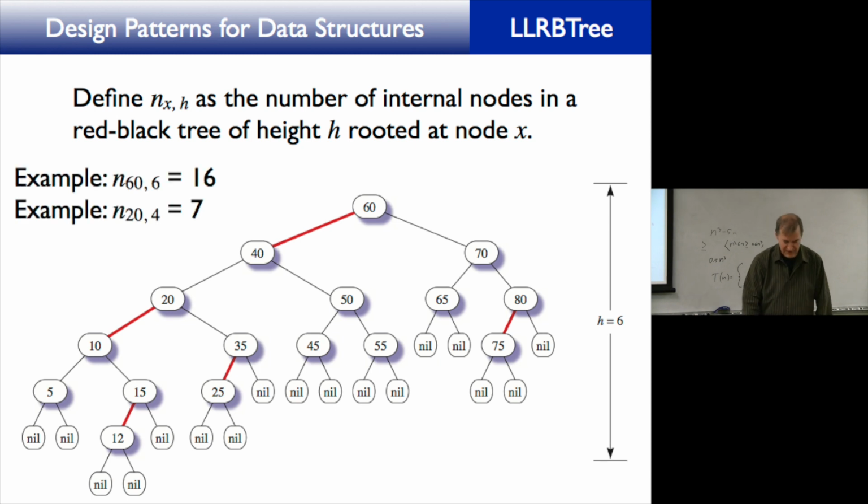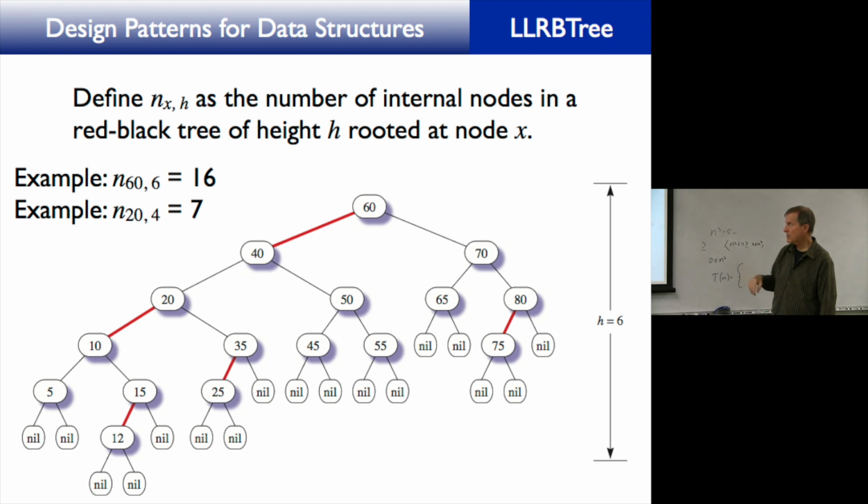Let's do some examples. What is n(60, 6)? It's the number of internal nodes in a tree of height h. So what is the height of the 60? It's 6 here. Do you see why? It's the entire tree. And it's how many internal nodes, so not including the nils. So it's 1, 2, 3, 4, 5, 6, 7, 8, 9, 10, 11, 12, 13, 14, 15, 16.